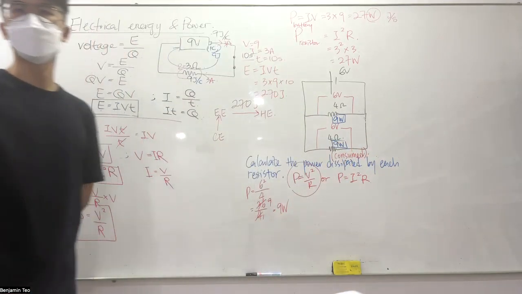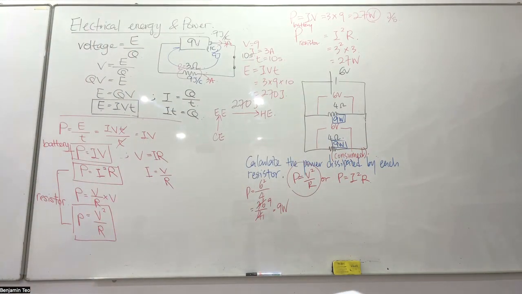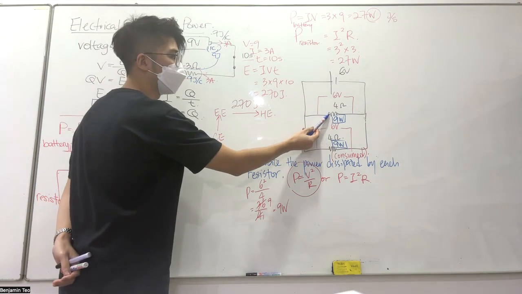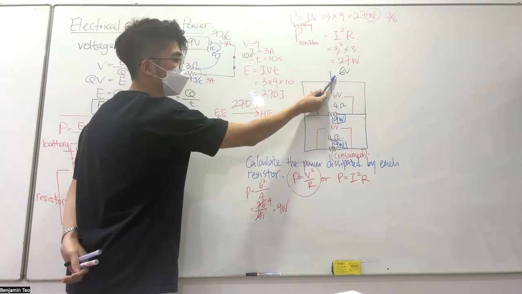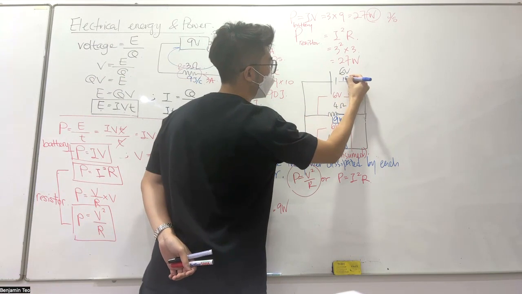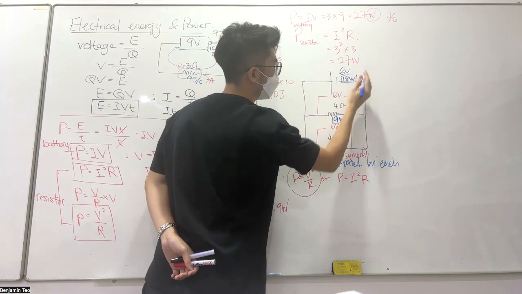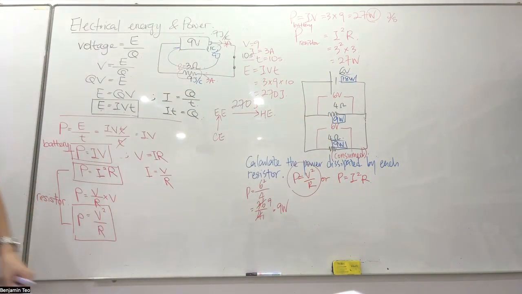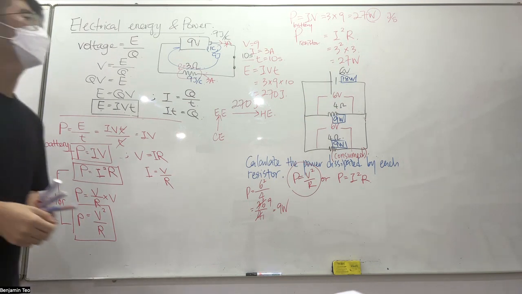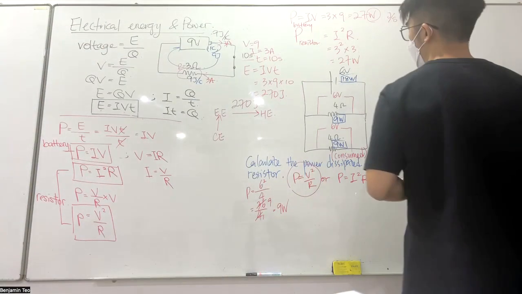What is the power supplied by the battery? Conservation of energy must be the same. So this one, every second take 9, this one every second take 9, every second will give you 18 watts. This is the power of the battery.